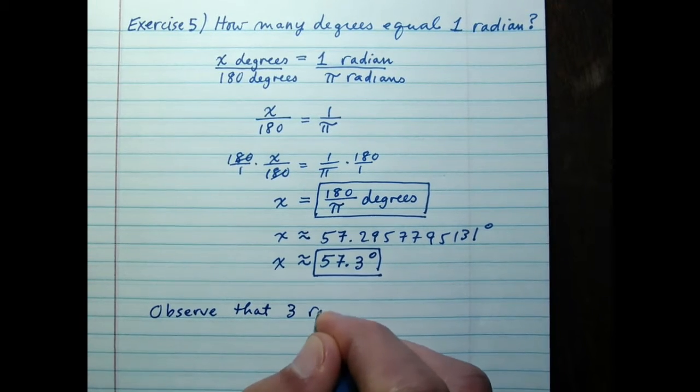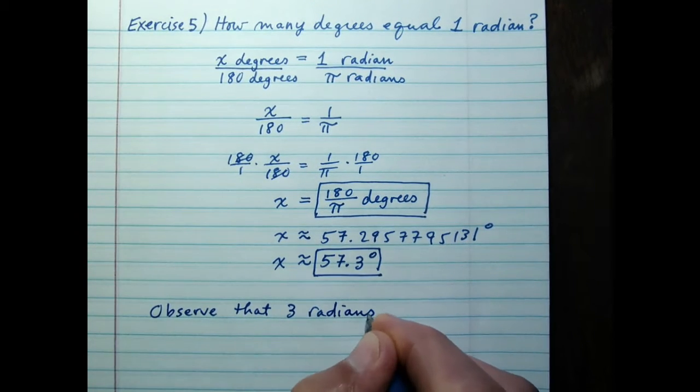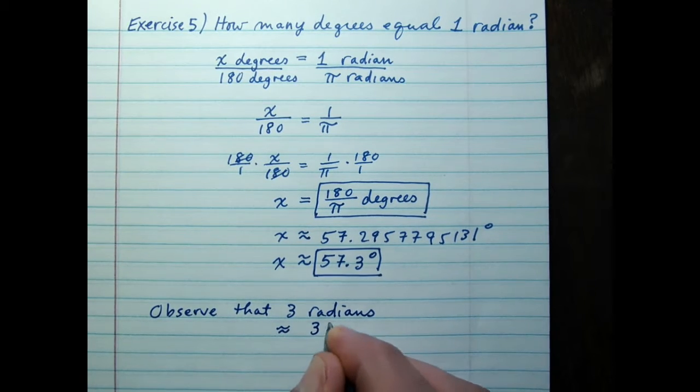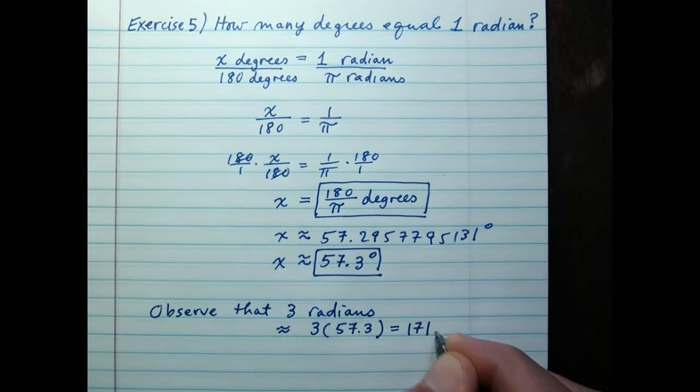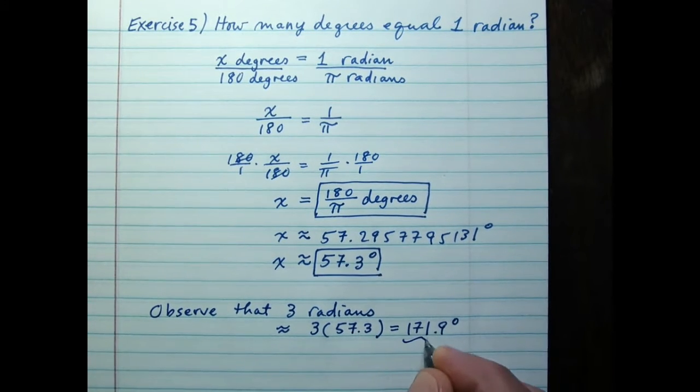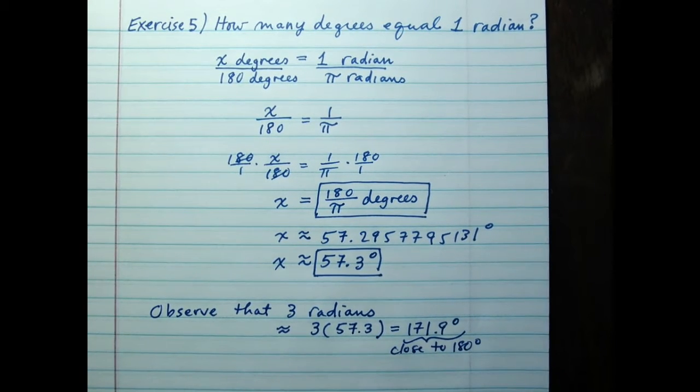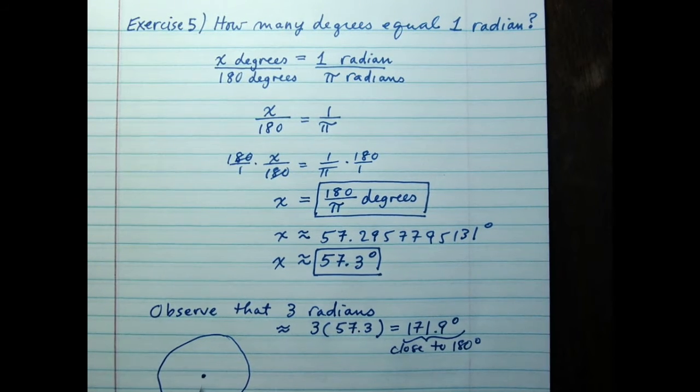Just observe that 3 radians is going to be approximately 3 times 57.3, which is 171.9 degrees. And the only reason I say that is it's close to 180. That's close to a straight angle. So if you're trying to visualize what an angle of 1 radian is, you can approximate by starting out with 180, a straight angle, dividing it by 3. And that's approximately 60, right?